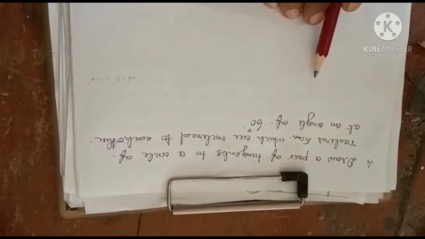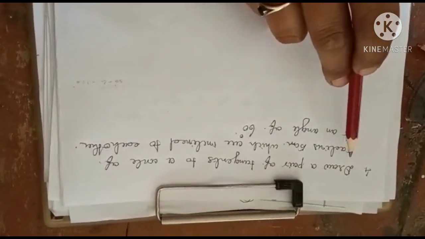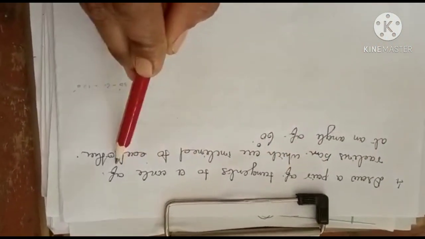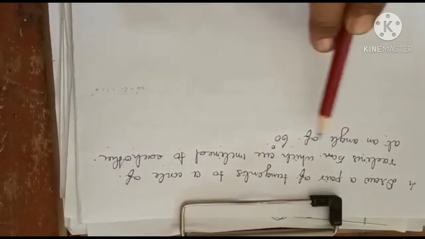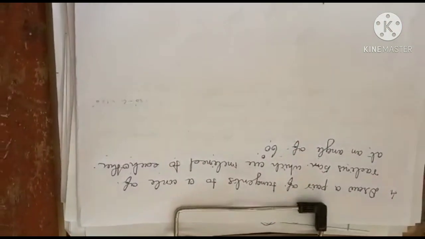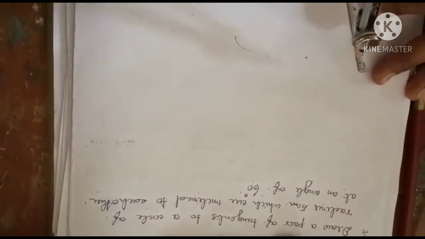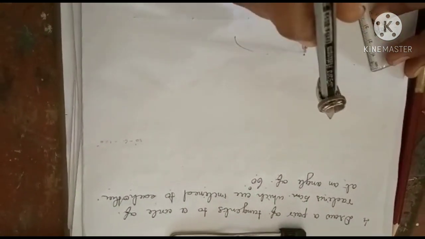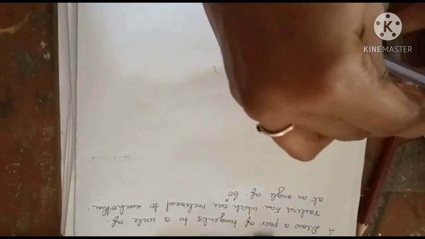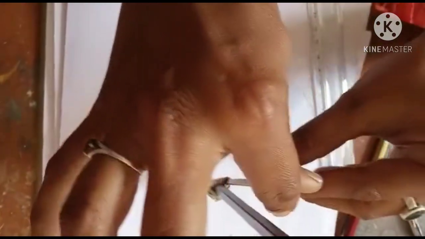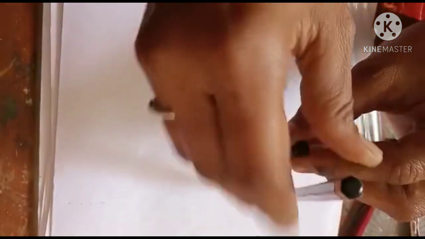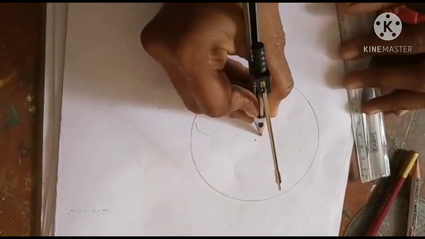Continue exercise 6.2, fourth sum. Draw a pair of tangents to a circle of radius 5 cm which are inclined to each other at an angle of 60 degrees. Try to draw a neat construction. Draw a circle of radius 5 cm with O as center. Name the center as O.